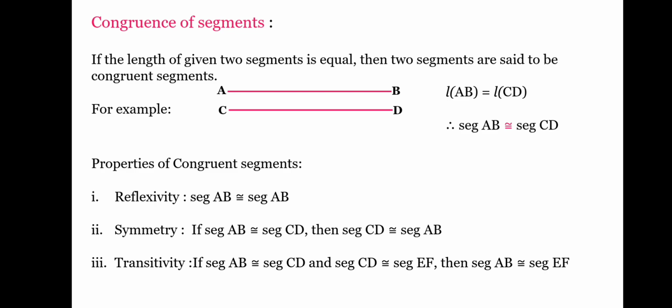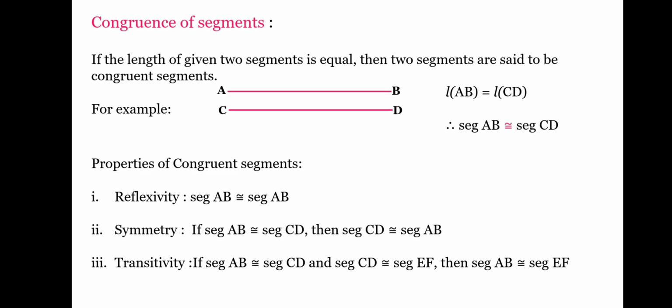There are three properties of congruency. First is reflexivity. If you consider one segment, then it is its own reflection. So segment AB will be congruent to segment BA or AB itself. Second, symmetry. Segment AB is congruent to segment CD and vice versa. That is, segment CD is congruent to segment AB.